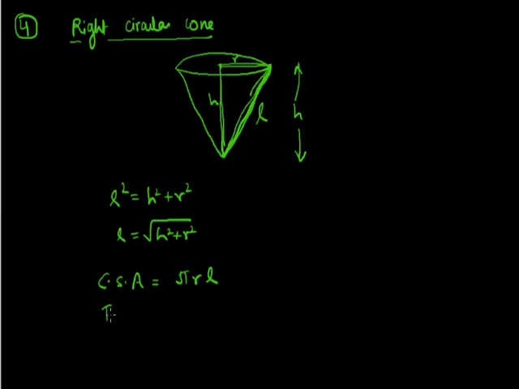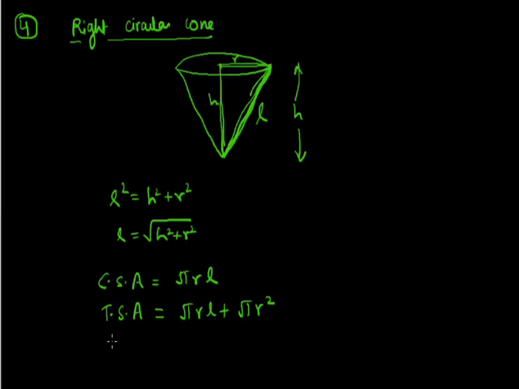In the same way as we saw in the cylinder, the curved surface area does not include the circular part at the bottom or top of the cylinder. In the same way, for the cone also, we do not include the circular part at the bottom. But in the total surface area, we definitely include that. So it becomes pi r L plus the area of the circular part, that is pi r square.